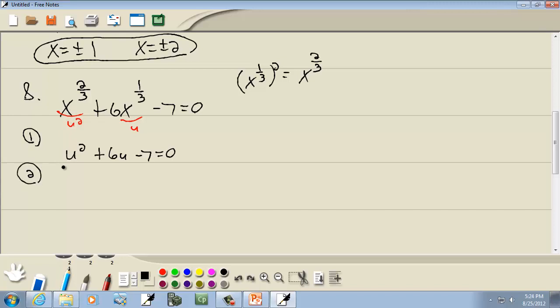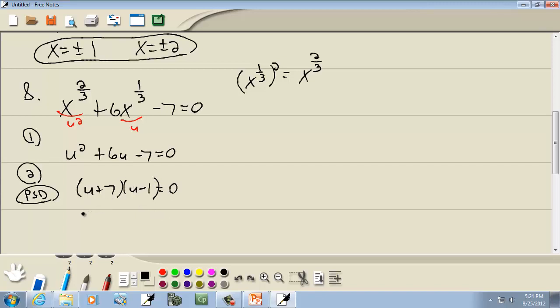Now step 2, solve for u. This is the PSD method. u squared, u, no u, and there's no number in front of u squared. So this gives us u plus 7 times u minus 1 equals 0.